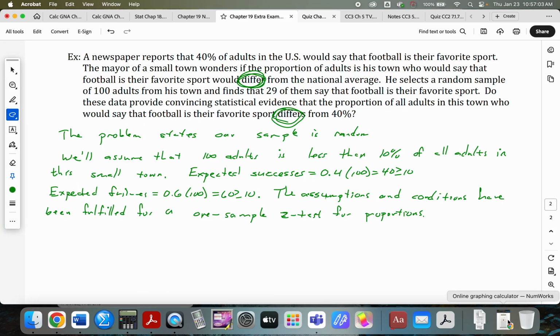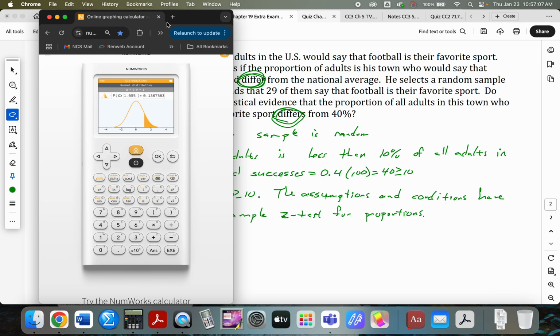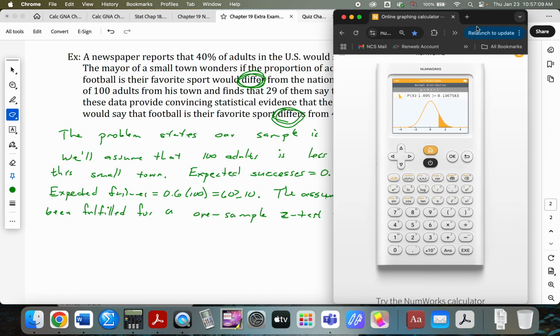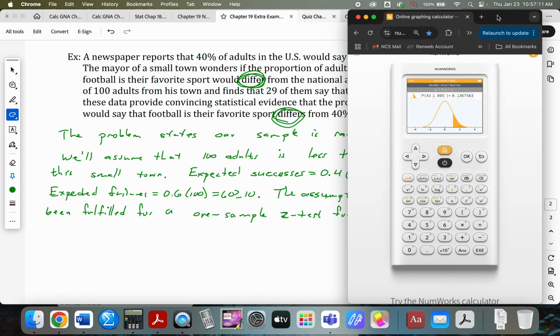All right. Let's start with the calculator this time and see if we can get something helpful. So I'm going to go out of this and go to inference.